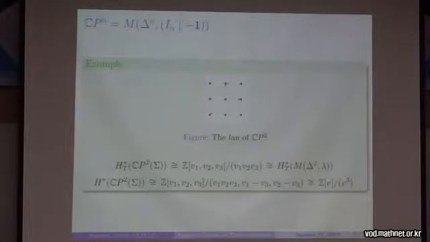So the main example is CPn, which lies in the intersection of those two families, and we can define the fan of CPn in a standard way, and write down its equivariant and ordinary cohomology using this idea of face rings and quotienting out by relations.